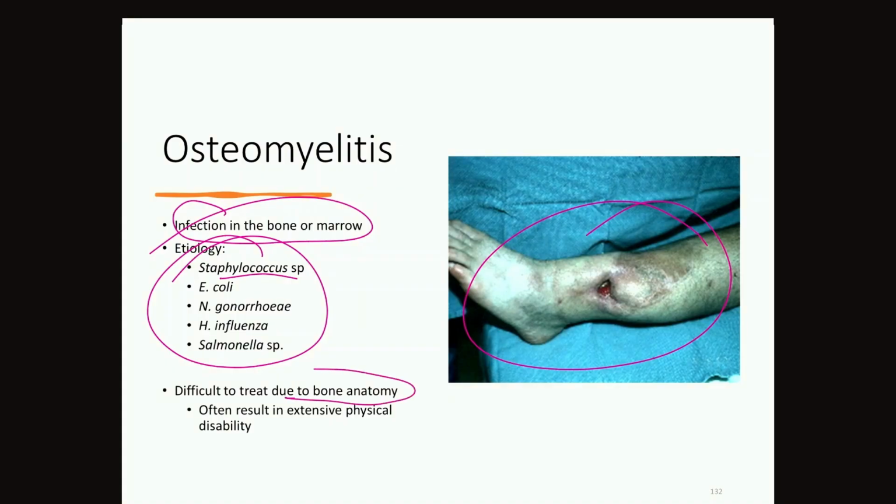Difficult to treat due to bone anatomy. You have to get the antibiotics really local, so it's very hard. You can give interosseous injections right into the bone, but bone anatomy makes it very hard to treat these patients. So they get extensive physical disability. The other thing too is you don't know you have this infection of the bone until you get the skin complications. So by that time, it may be so far advanced that now that bone is infecting the overlying skin that it's now creeping out for.